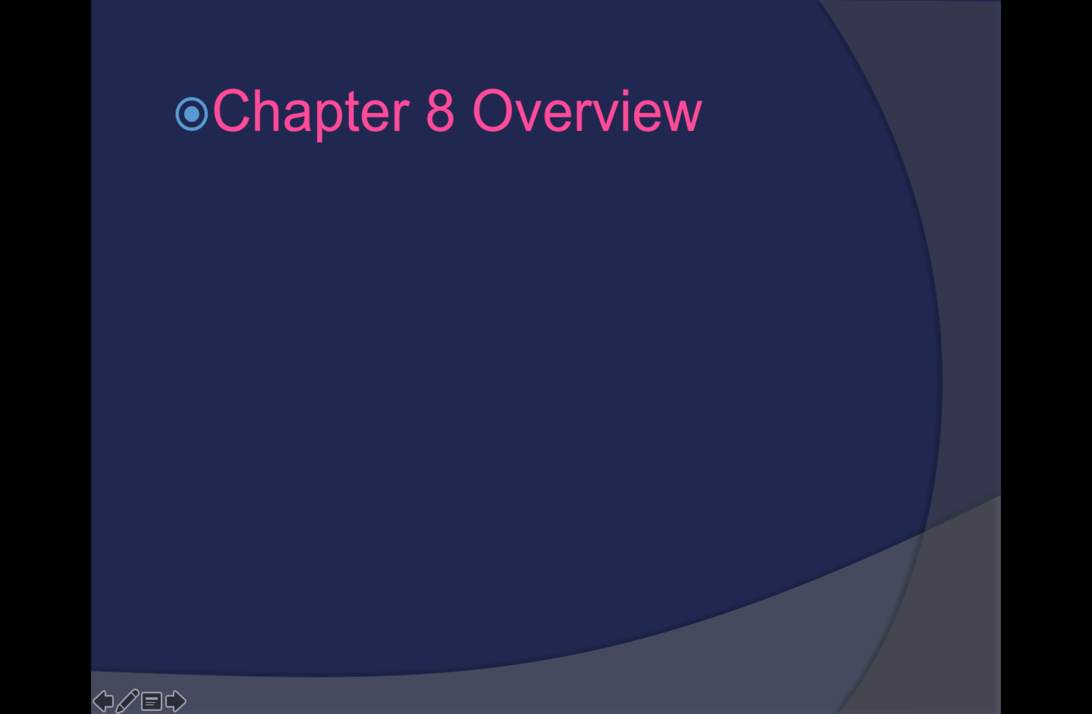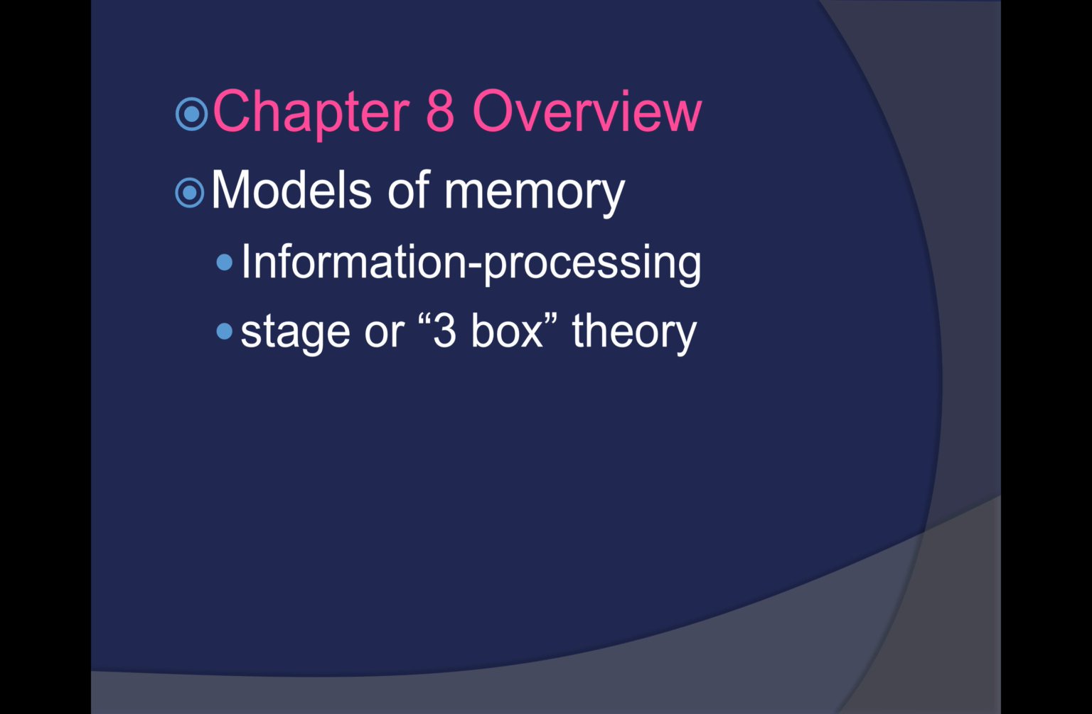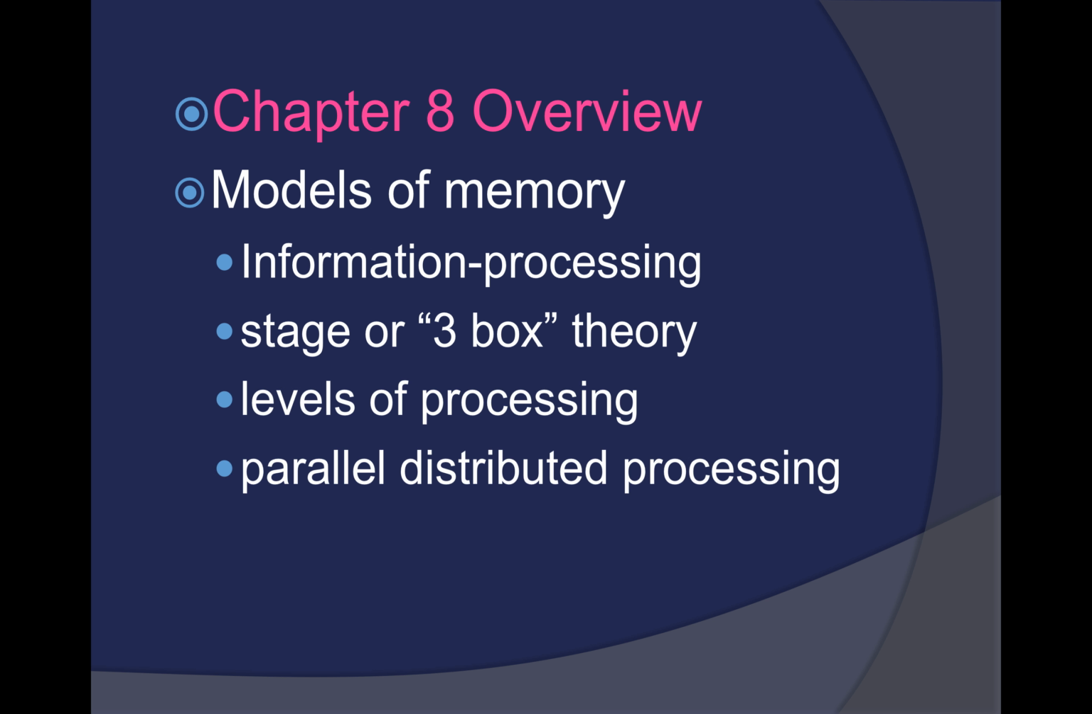Okay, the lecture today is on memory, and so I'll give you an overview of this chapter. This is one of our longer chapters, so remember, if you want to take a break, you can always click on the stop on the video, the same that you would on any video, so you can stop and start as you like. We'll first cover some models of memory, including the information processing view, stage or three-box theory, levels of processing theory, and parallel distributed processing theories. So 4 different major theories that we'll cover.